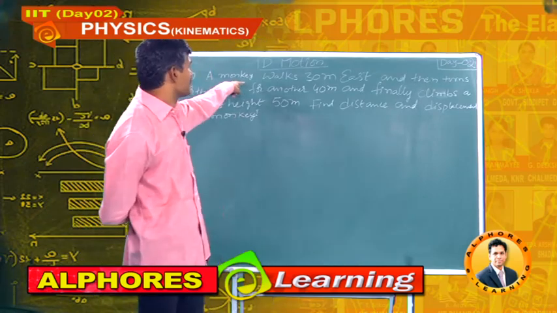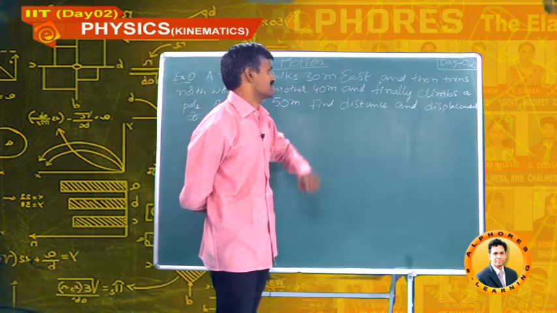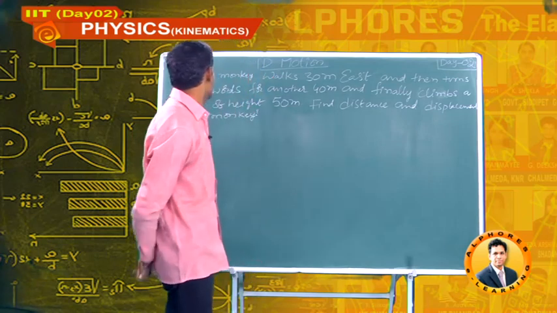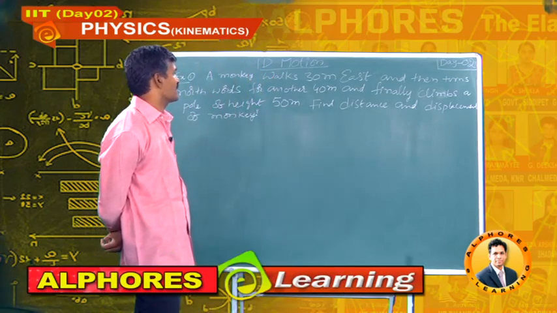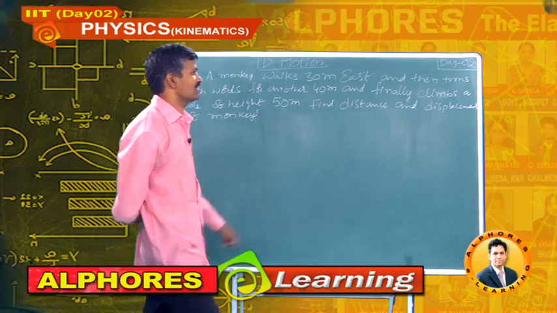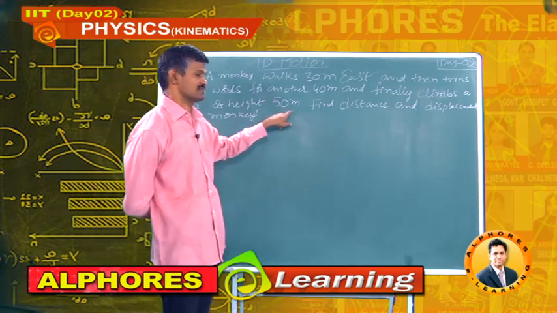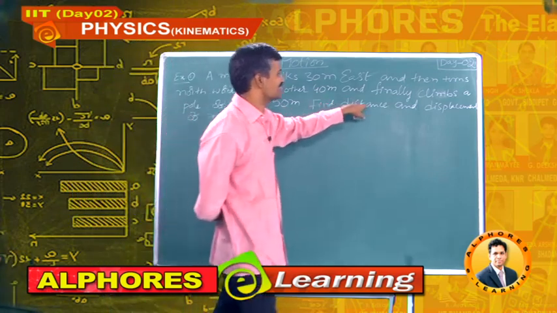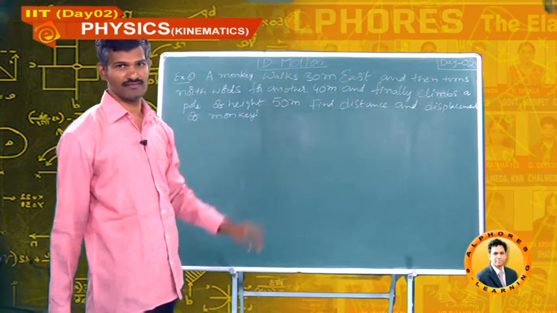A monkey walks 30 meters east and then turns northwards and walks for another 40 meters and finally climbs a pole of height 50 meters. Find the distance and displacement of the monkey. Students, this is the question.